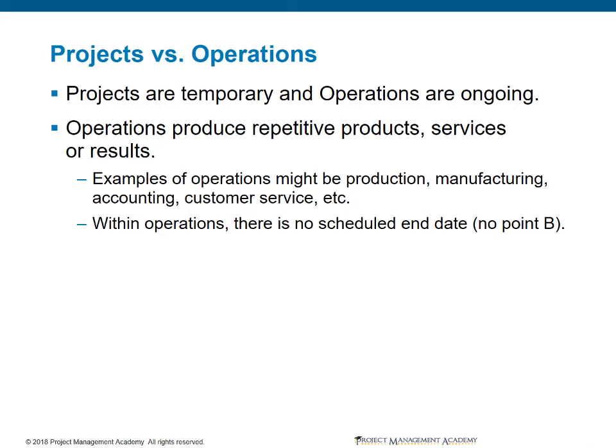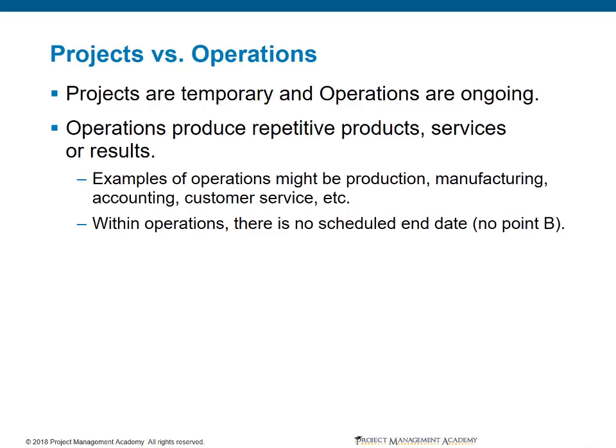Projects versus operations. Both projects and operations have a place within an organization. Very few organizations strictly have projects, and very few will strictly have operations. Projects are temporary and operations will be ongoing. Projects can help support operations or make them better. Operations will produce some type of repetitive product, service, or result. So we have some examples of what operations may be. And with operations, there is no scheduled end date.